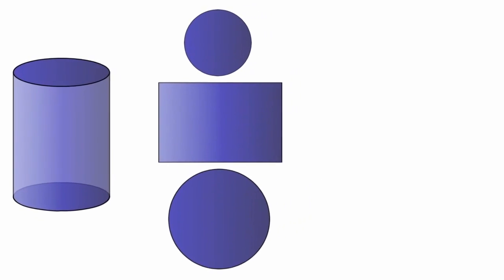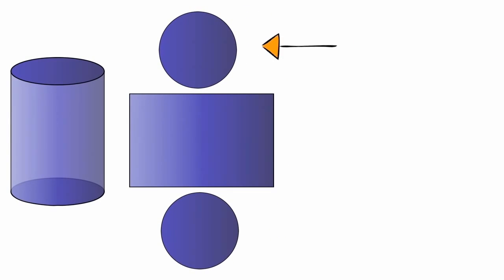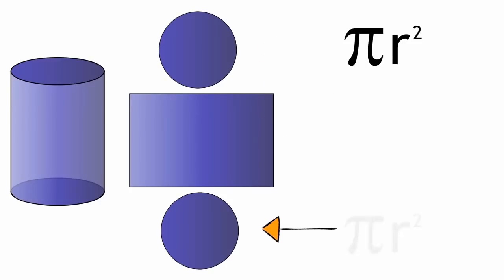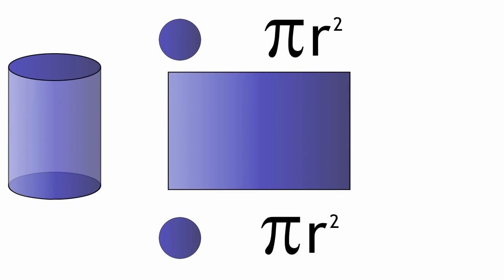Okay, and then we have three shapes. We've got a circle here, and a circle here, and a rectangle here. So we have a formula to work out the area of a circle. That's simply pi r squared. So the area of this circle is pi r squared, and that's the same as this one, pi r squared. And the only difficulty comes when we're trying to work out the area of this rectangle here.